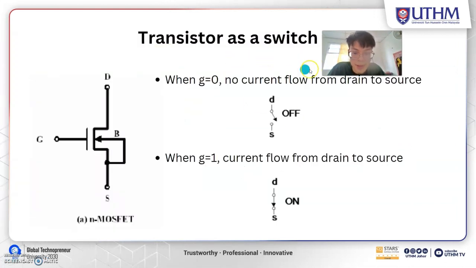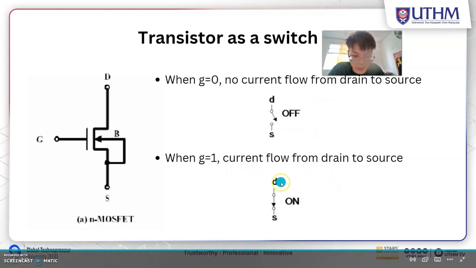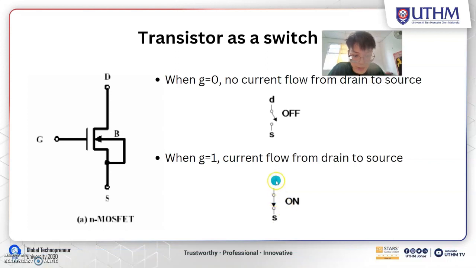Next, transistor as a switch. When the gate is equal to 0, no current flows from the drain to source, as we can see that the transistor acts as an open switch. And when the gate is equal to 1, the current flows from the drain to source, and the transistor acts as a closed switch.